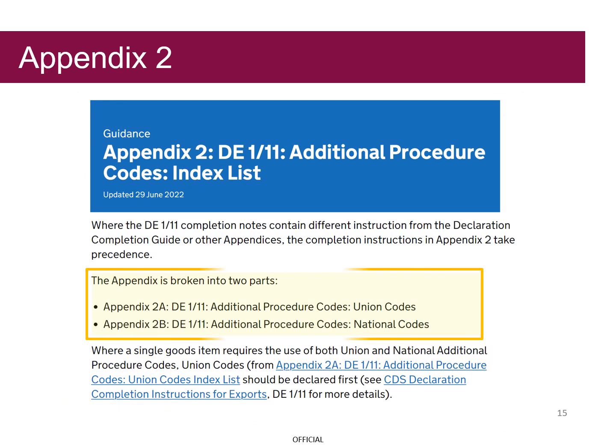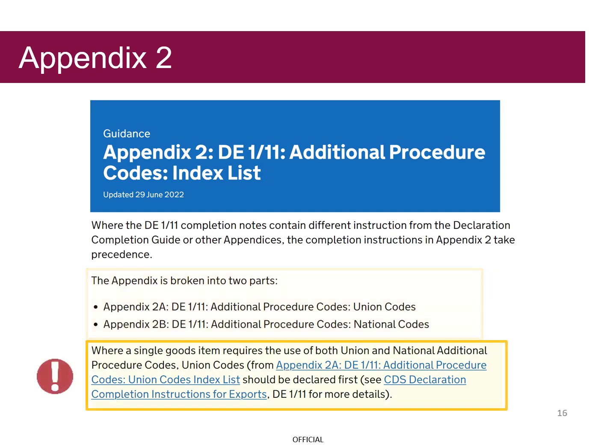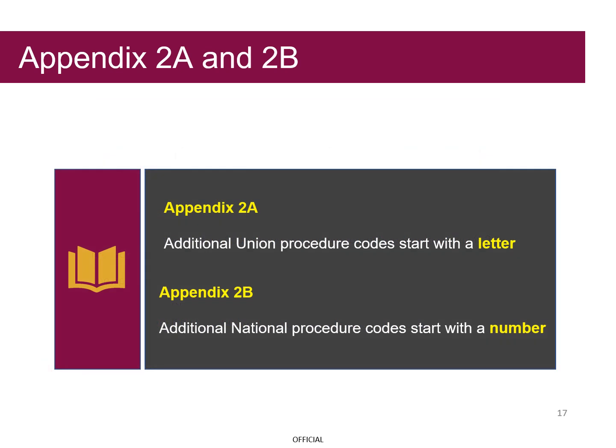The appendices are split into Union and National Additional Procedure Codes. Any Union Additional Procedure Codes must be declared before National Additional Procedure Codes. If there is a combination of both Union and National codes, the Union codes must be declared first. Union Additional Procedure Codes start with a letter, whereas National codes start with a number.